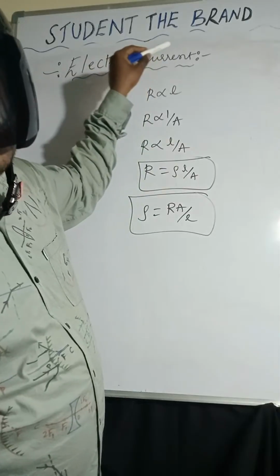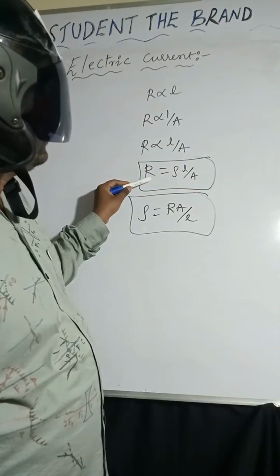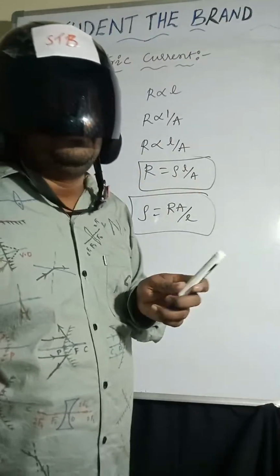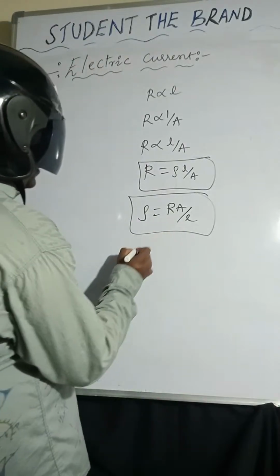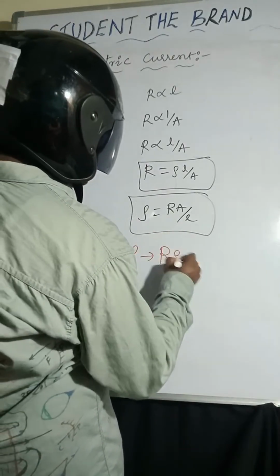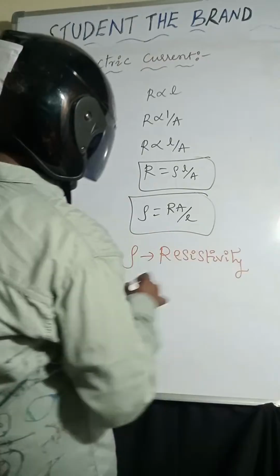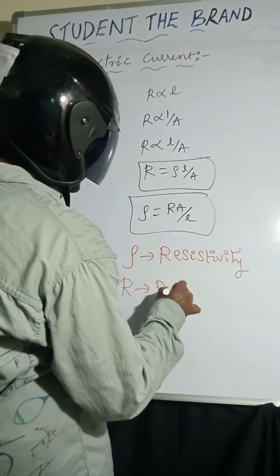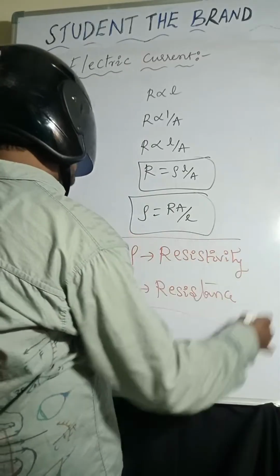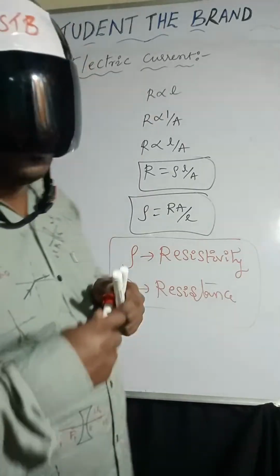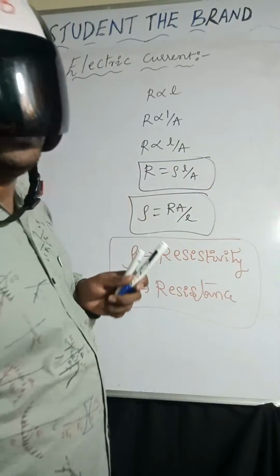R is directly proportional to the length of the conductor. So R equals rho into L by A. Sir, here what is rho? Rho is the resistivity. R is the resistance. So rho is the resistivity, R is the resistance. I hope it is very clear to you all, right?